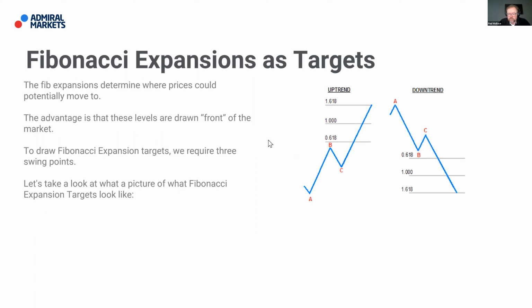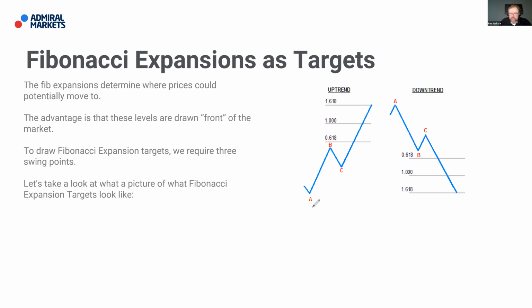So, as I said, those Fibonacci expansions determine where prices could potentially move to. And the advantage is that these levels are drawn in front of the market. To draw Fibonacci expansion targets, we require 3 swing points. So let's take a look at what these Fibonacci expansion targets look like. We need 3 swing points.